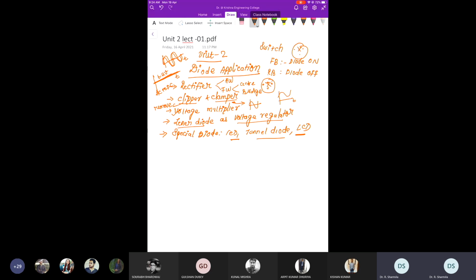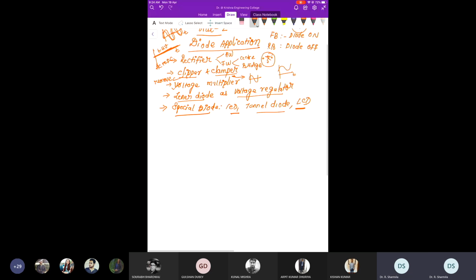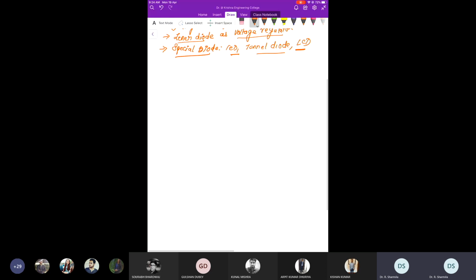Okay, you know about an LED light, right? On and off and all. Okay, so we are going to see about special diodes in unit 2. The first topic I am going to teach is the rectifier. Hereafter I will use this pen tablet method to explain the concepts.